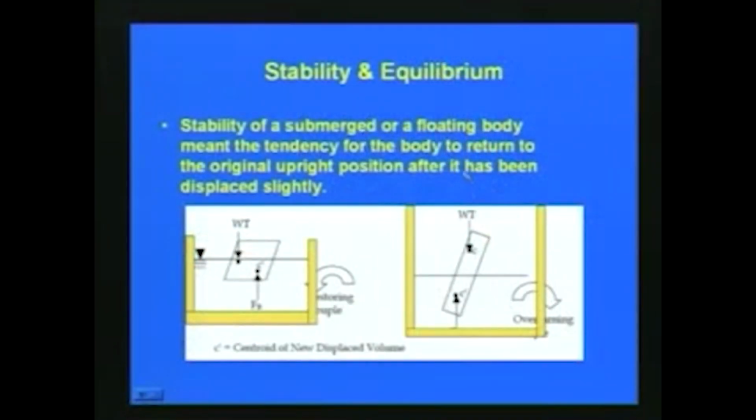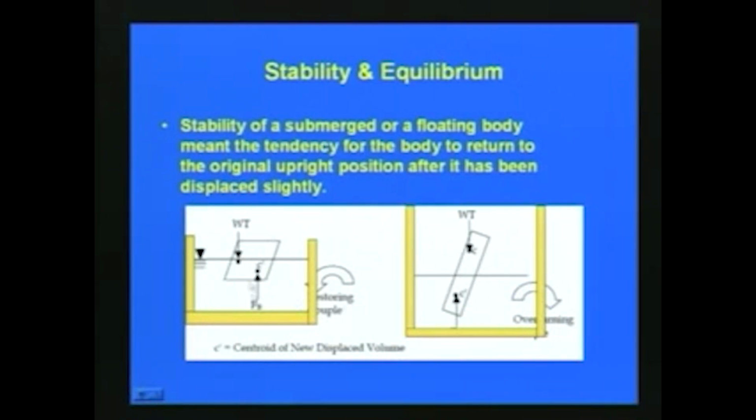Now, based upon the buoyant force and the Archimedes principle, we will discuss the stability and equilibrium in fluid statics. As we have discussed earlier, a floating body or a submerged body can be either in stable equilibrium, unstable equilibrium or neutral equilibrium. The stability of a submerged or a floating body means the tendency for the body to return to the original upright position after it has been displaced slightly.